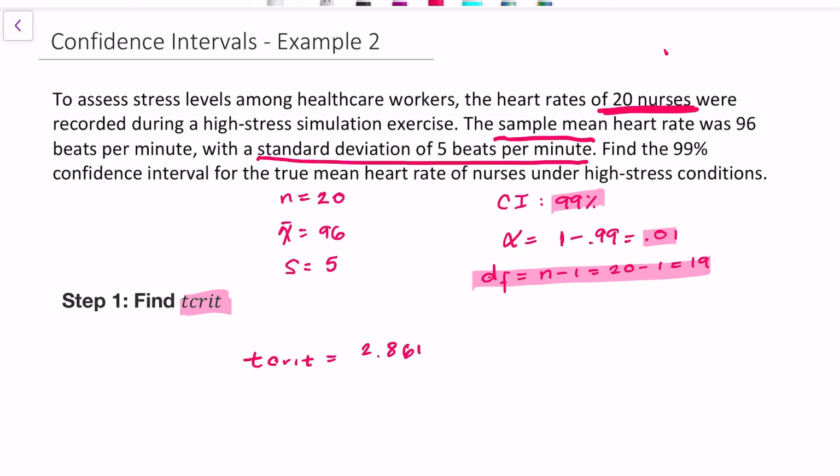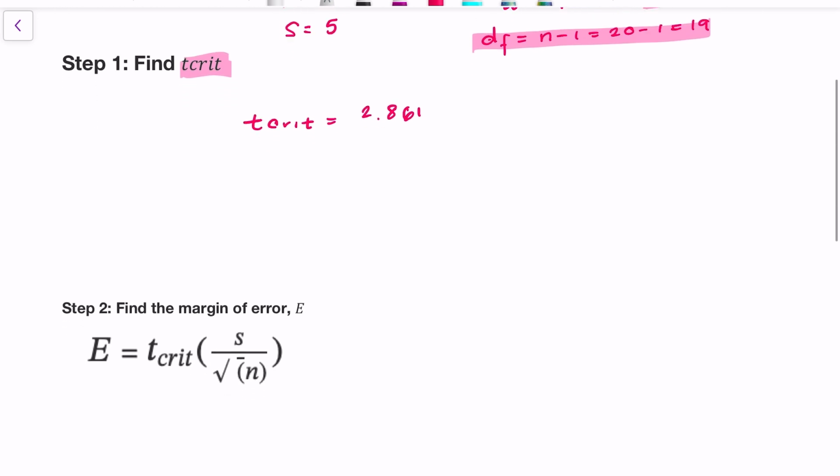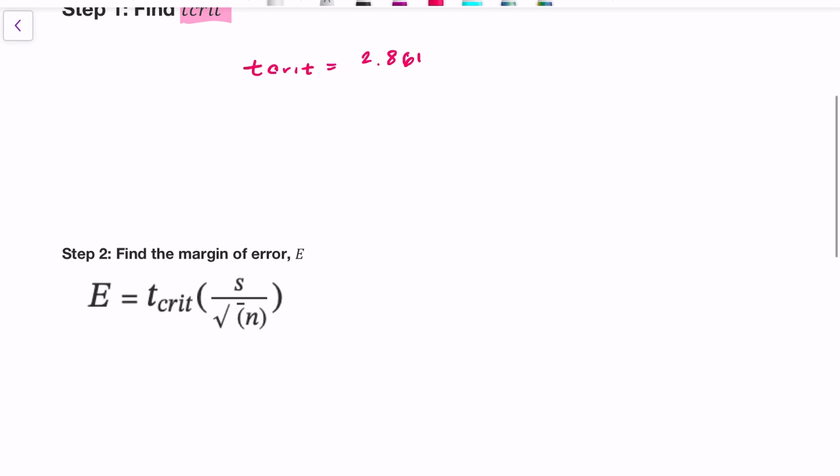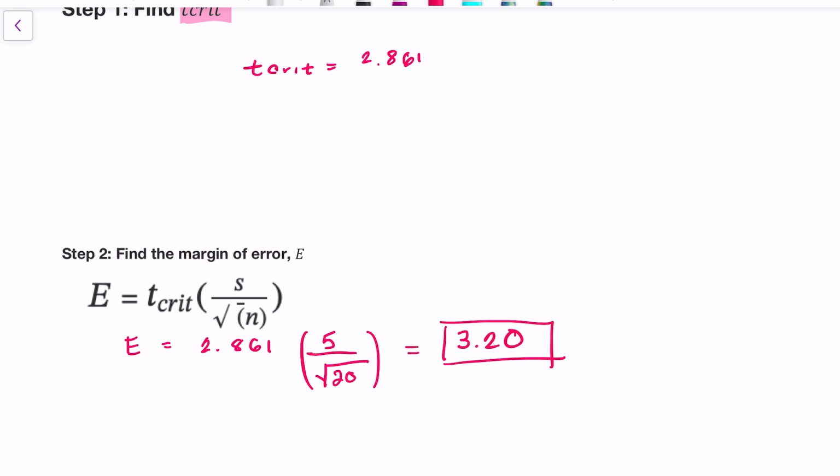It's okay if you don't write it out because it will be in the formula. I'll mention it when we get there. First, we're going to find the margin of error. 2.861. The standard deviation was going to be 5. Square root of 20. When we do this calculation, we get 3.20. And this is going to be plus or minus.